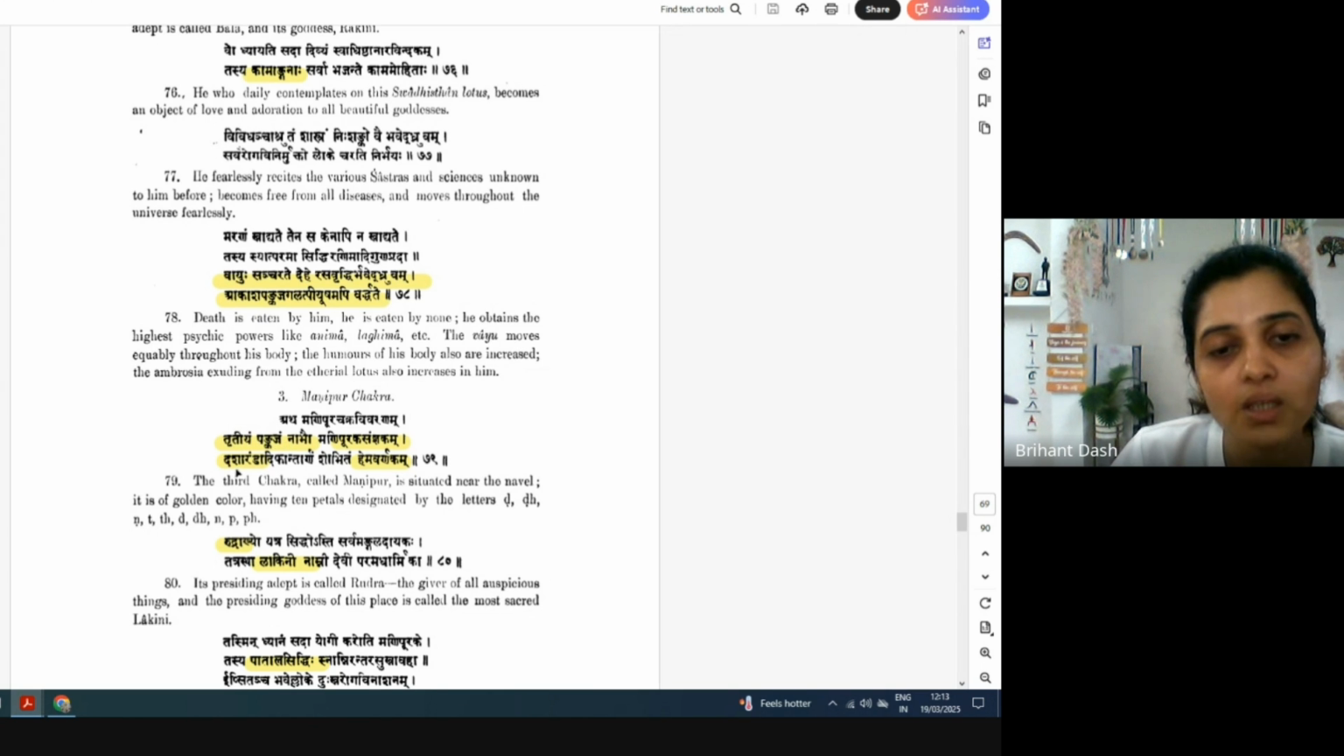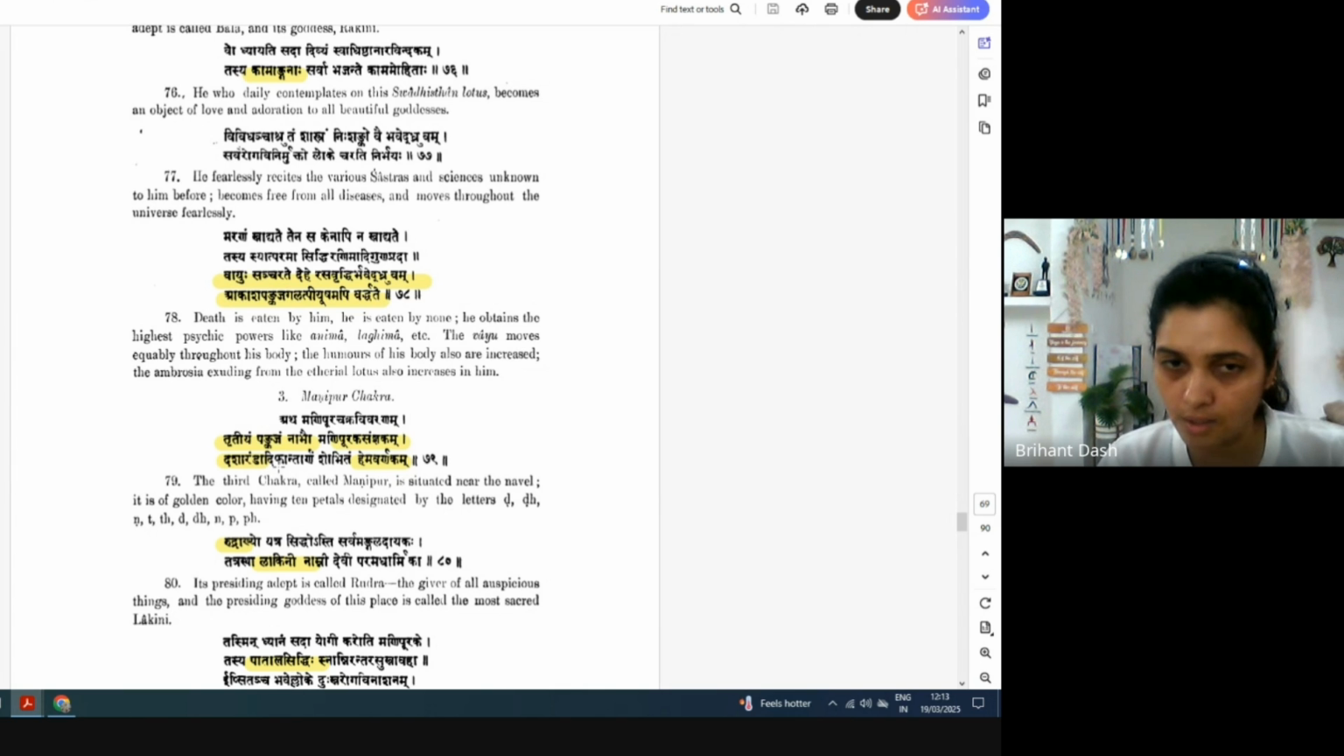Now, the Varnakshar from Da to Fa. Now they are writing the Varnakshar given in the shloka. So we need to write from Da to Fa. These 10, Dasham is 10. These 10 Varnakshar represent your Manipur chakra. That's why here they are already defining from Da to Fa.